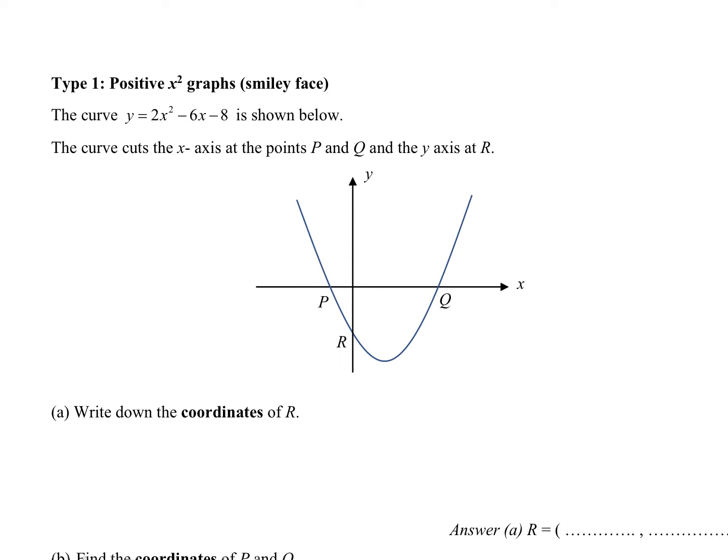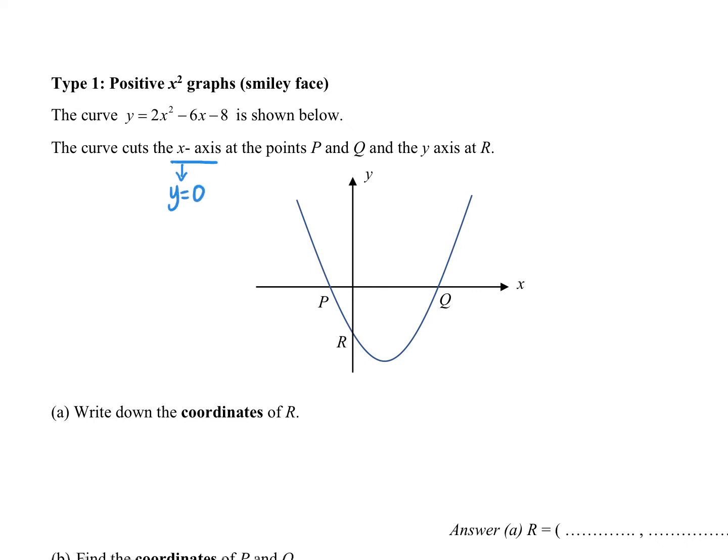For example, in this question below, the curve itself has the equation y equals 2x squared minus 6x minus 8. It cuts the x-axis at the points P and Q and the y-axis at R. What does this actually mean? The moment we read the following, we need to quickly include: when it says cut the x-axis, what happens to the y value? y is equal to 0.